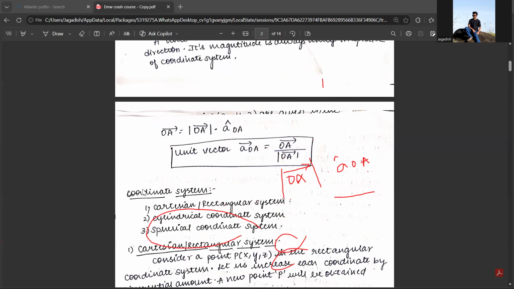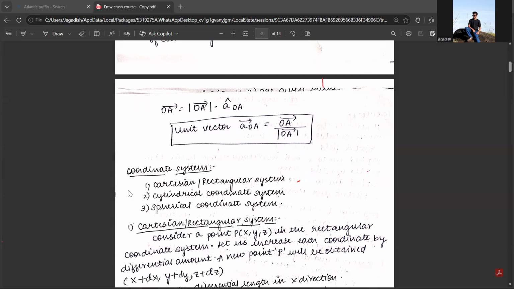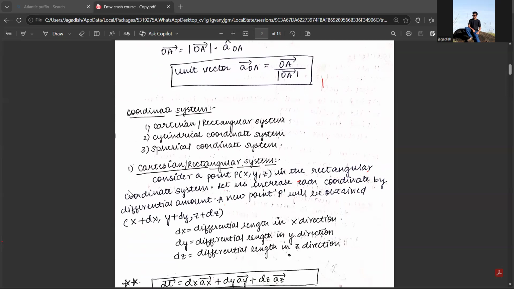I already told you, write this down, this is very important. You have to remember these formulas, because everywhere we will be using them. There are three coordinate systems. The first is the Cartesian coordinate system or the rectangular coordinate system, then the cylindrical coordinate system, and the spherical coordinate system. So three coordinate systems we will be having: Cartesian, cylindrical and spherical.